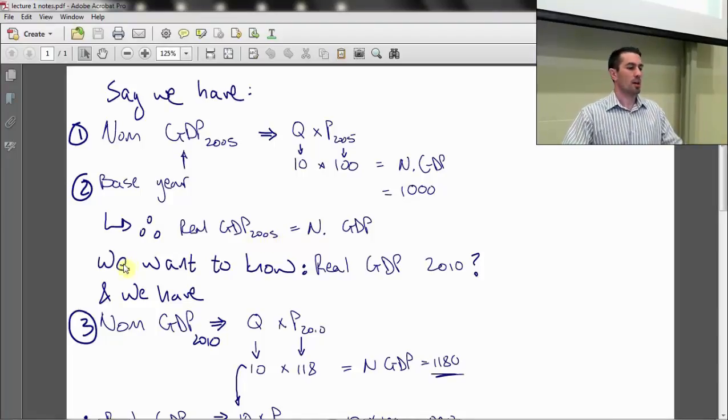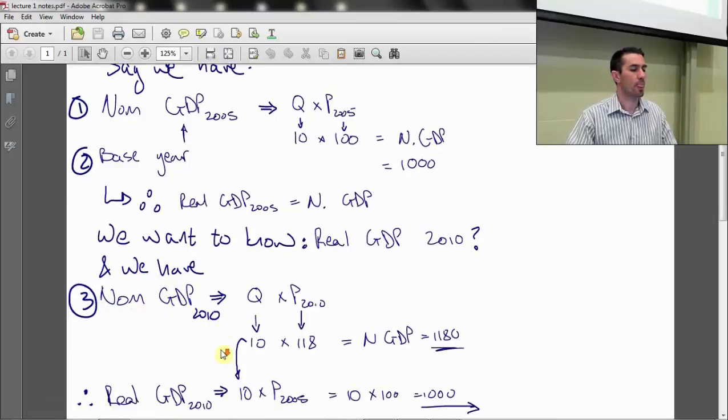Say we then got asked the question, or we want to know for some reason, what is real GDP in 2010? Okay? And we are given nominal GDP in 2010. And we know that nominal GDP in 2010 is the quantity of goods sold in 2010 times the aggregate price level in 2010, which we just said was 118. Therefore, our nominal GDP in 2010 is going to be 1,180.